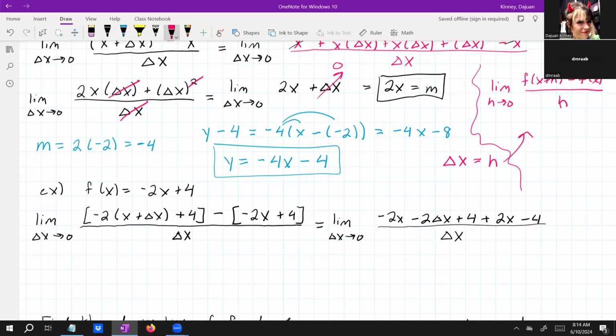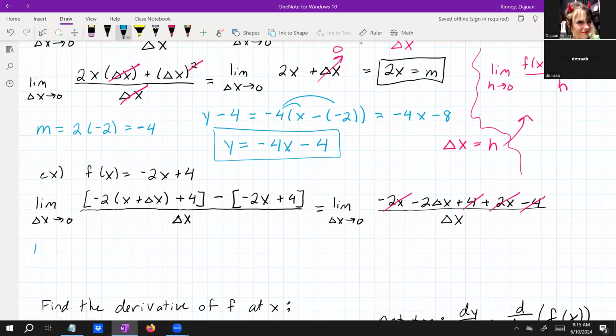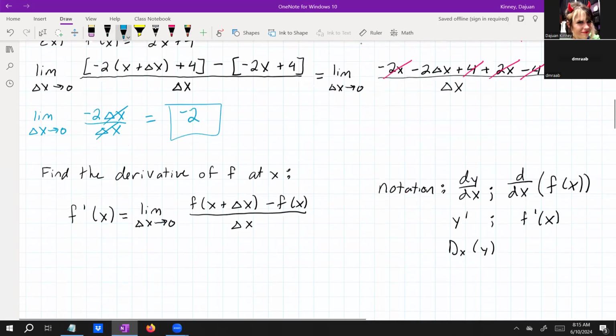If you do this right, you should be able to cancel off anything on top that doesn't have a delta x. Hey, look at that. So squeeze it in here in blue. I get limit as delta x goes to 0. What's left? Negative 2 delta x all over delta x. Sound effects help. And I get a negative 2. So that's my limit. That's my slope. Oh, that's great. Okay.